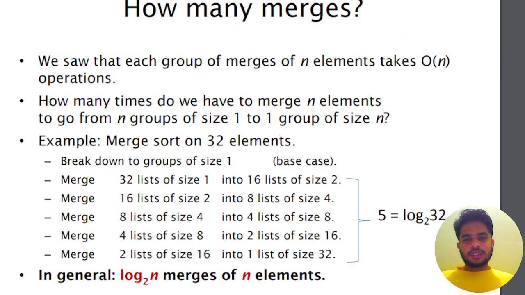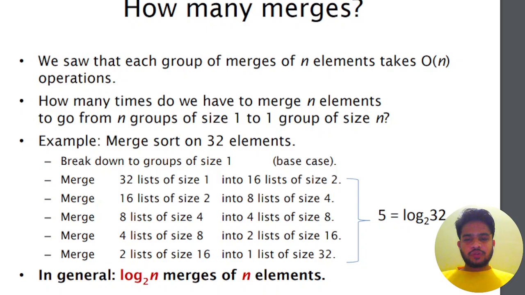Let us calculate how many merges we have done so far. We saw that each group of merges of n elements takes O(n) time. How many times do we have to merge n elements to go from n groups of size 1 to one group of size n? Let us understand that with an example. Merge sort on 32 elements. Break down into groups of size 1. That will be the base case.